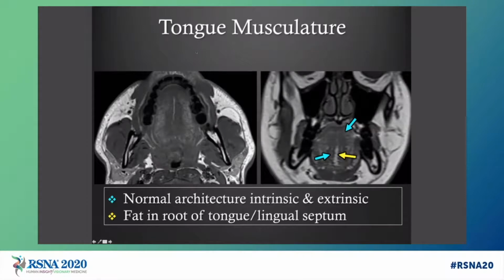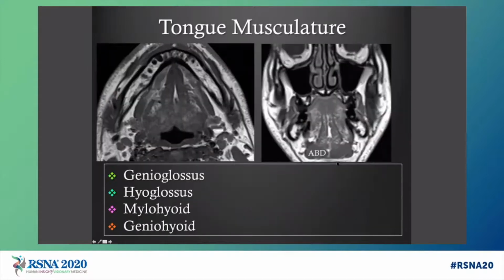So when we take a closer look at our tongue musculature, we see in our axial T1 weighted image here the normal T1 intensity of our intrinsic tongue muscles, which we see more superiorly here, the normal T1 intensity of our genioglossus muscle here, and our lingual septum, which contains fat in the root of the tongue.